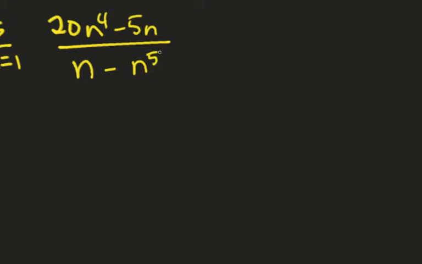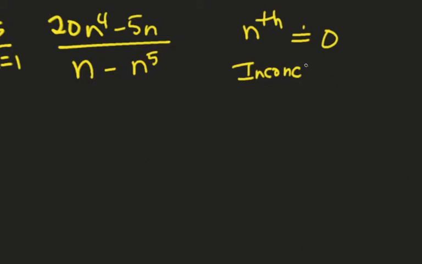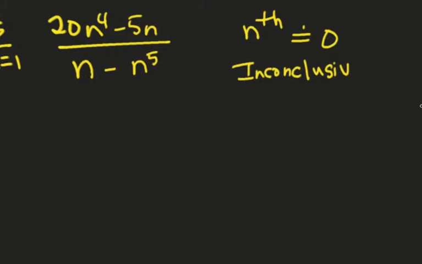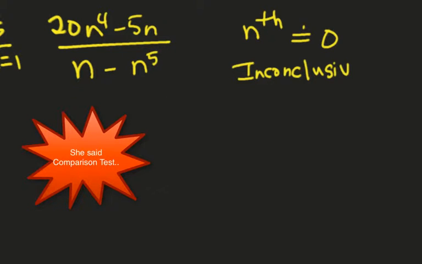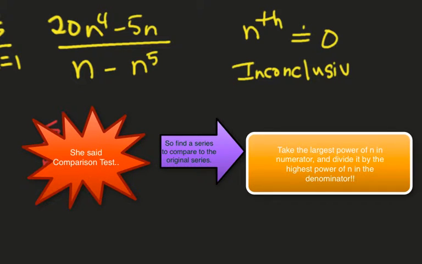So we said nth term test doesn't work because it does equal 0, so it's inconclusive. So then, what else did you try? Right, it's not a ratio number. That's probably what you want to do here. So the way we come up with a B sub n, what's your B sub n going to be? What's your compared series? Do you know?